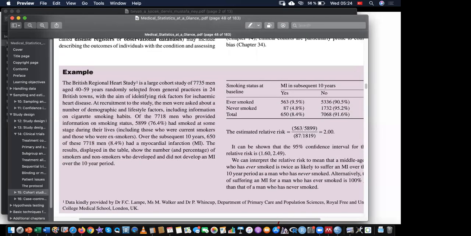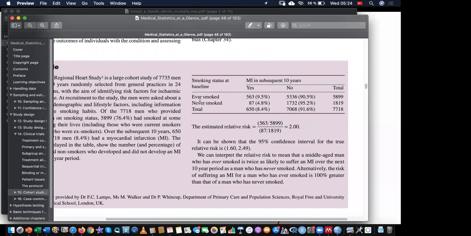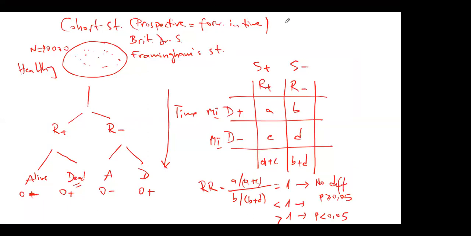Okay, so in summary, here we also have a nice example, smokers and myocardial infarction in 10 years. You see the estimated relative risk here was calculated as 2. And there is also the confidence interval. You remember in our previous lectures, we mentioned the confidence interval. And the confidence interval, by the way, I must say this before I close this session, of relative risk should not include 1.